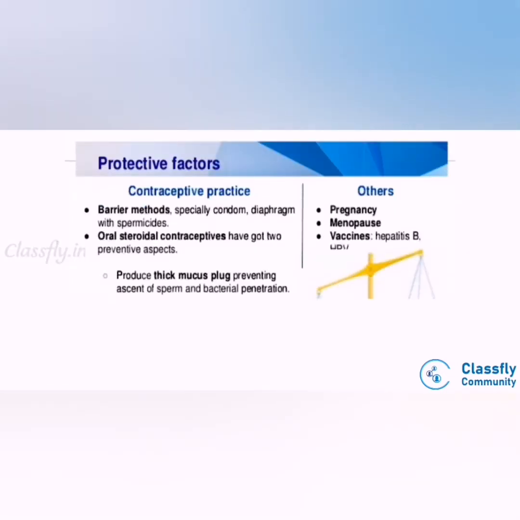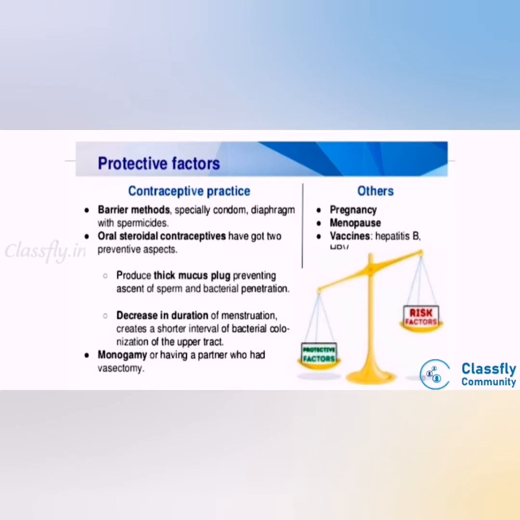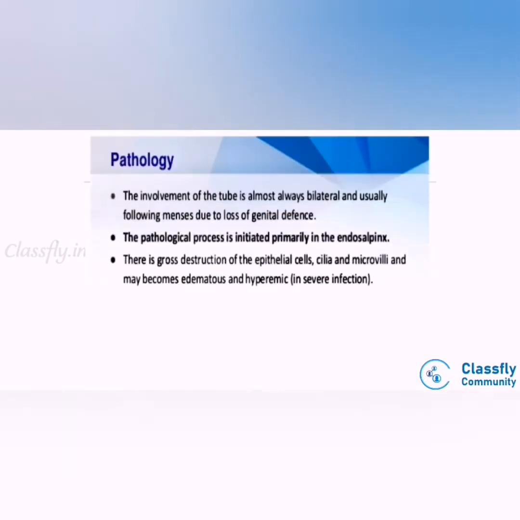Next, move on to protective factors. It mainly involves two criteria. First one, contraceptive practice. Second one, others. In contraceptive practice, first one, barrier method by use of condoms. Second one, oral steroid contraceptive, because it produces the thick mucus plug and decreases the duration of menstruation. And third one is monogamy. And others include first one, pregnancy, second one, menopause, and third one, vaccines, for example, hepatitis B. Next, move on to pathology.